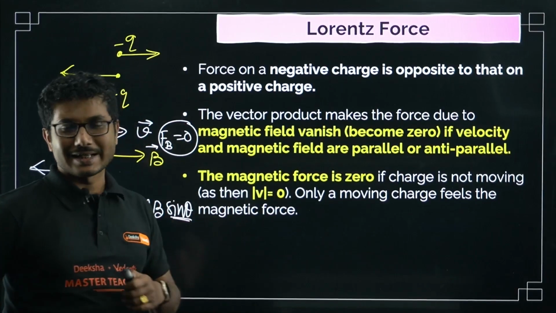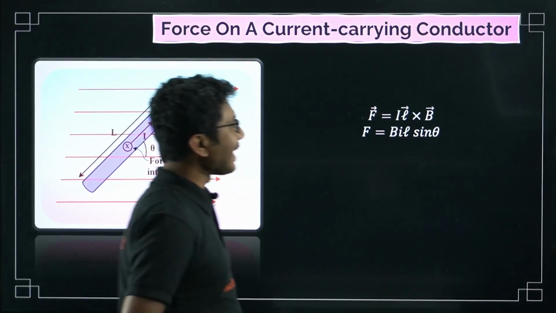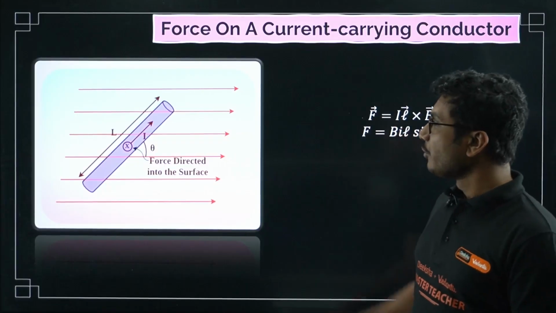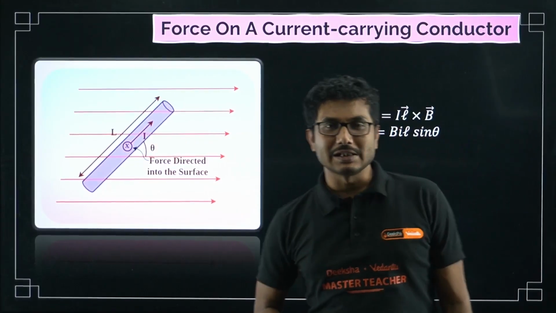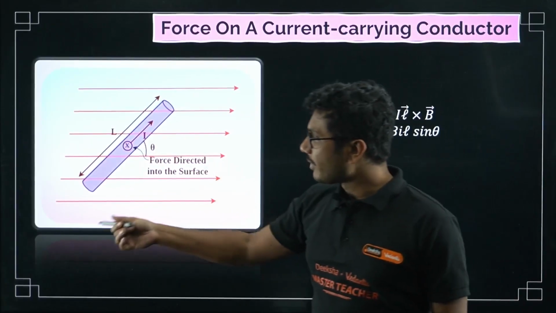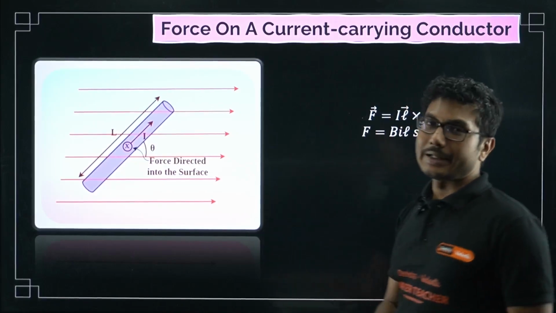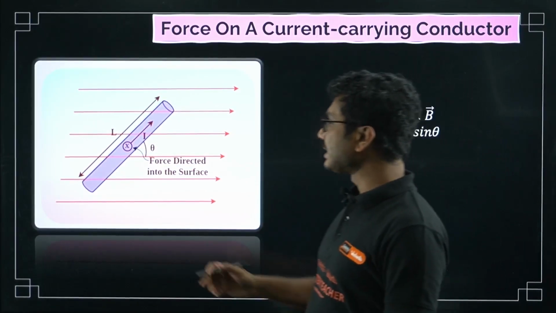So charge is like that as well. Okay. Now let's move on to the next part, force on a current carrying conductor. Now assume that we have talked about individual single charge, right? Individual single charge experiencing some force. Now we have a conductor, okay, and this conductor is carrying some current.